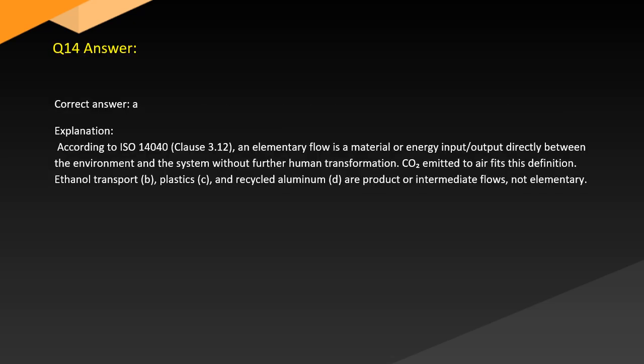Answer. Correct answer: A. Explanation. According to ISO 14040, clause 3.12, an elementary flow is a material or energy input or output directly between the environment and the system without further human transformation. CO2 emitted to air fits this definition. Ethanol transport (B), plastics (C), and recycled aluminum (D) are product or intermediate flows, not elementary.